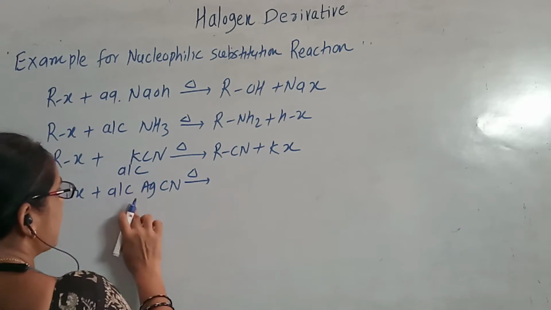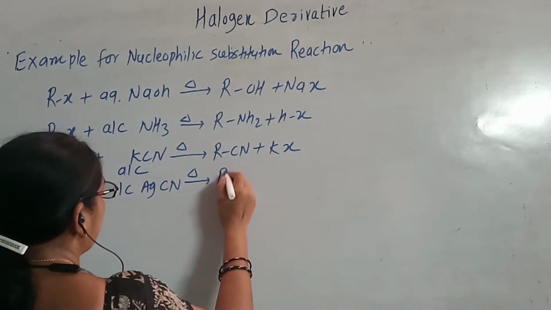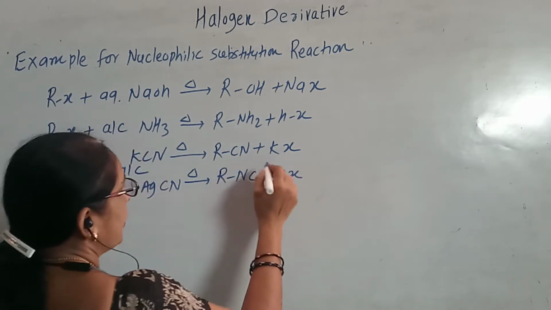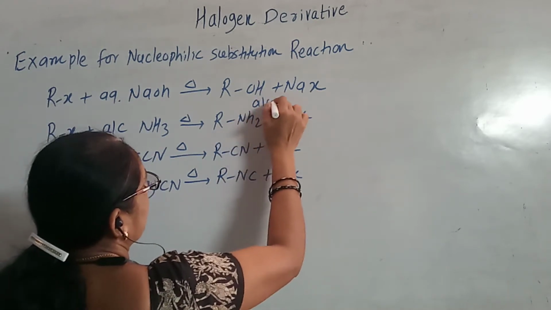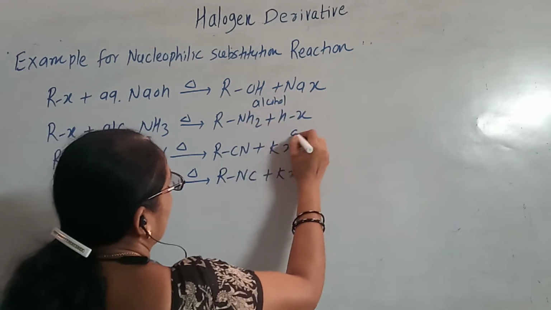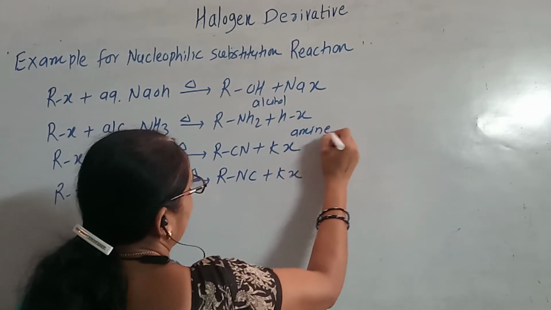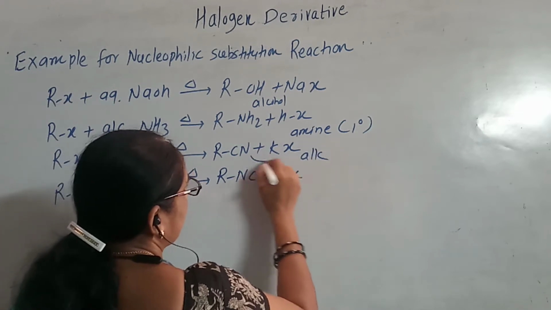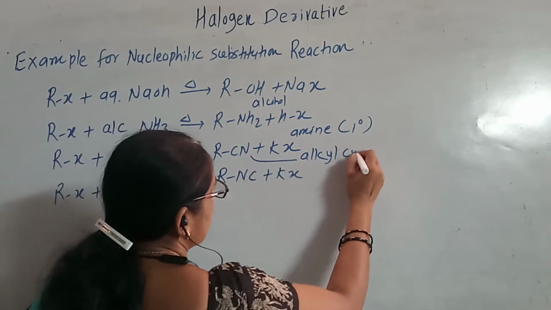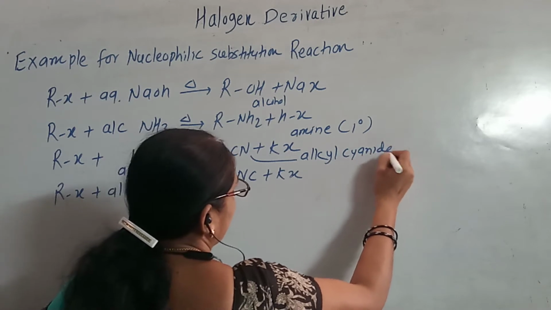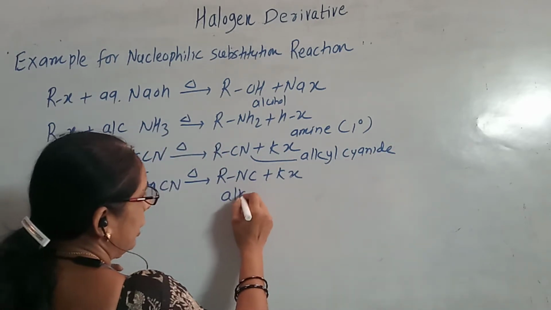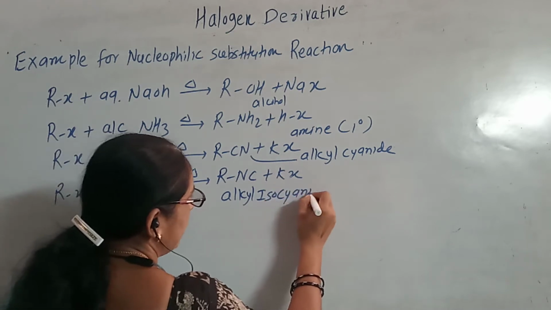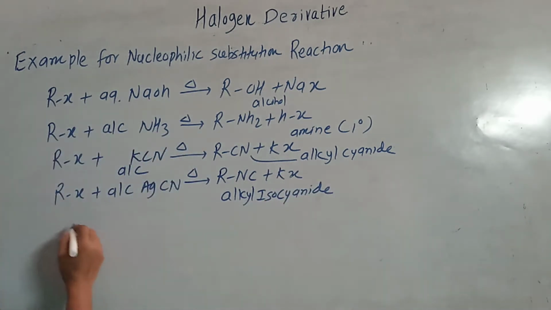When alkyl halide is reacted with silver cyanide, it gives isocyanide. Look here: this product is alcohol. Here you get an amine, that is a primary amine. Here you get an alkyl cyanide. The next product is an alkyl isocyanide, the reverse of the cyanide.